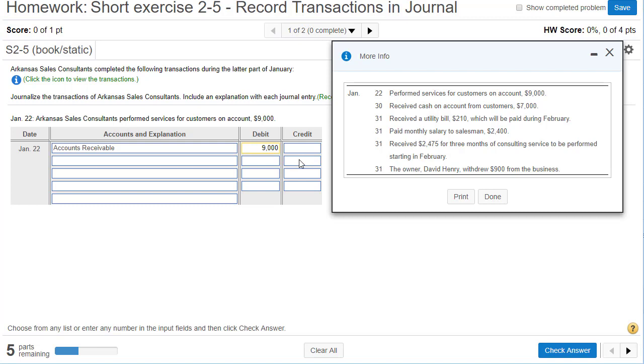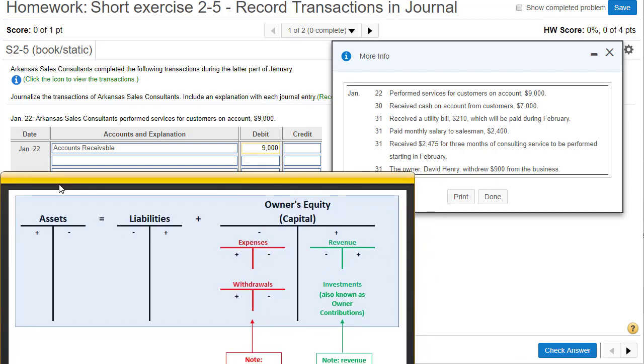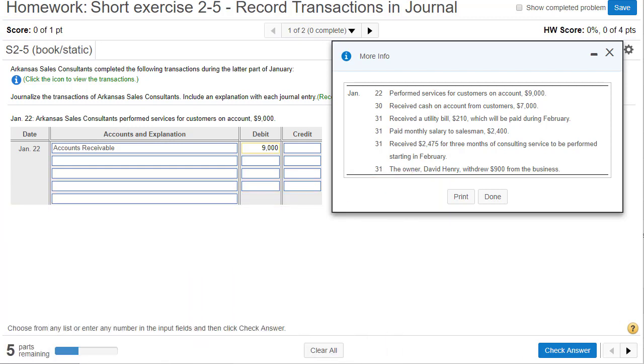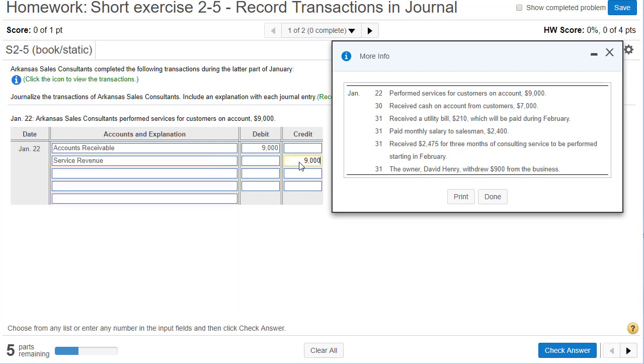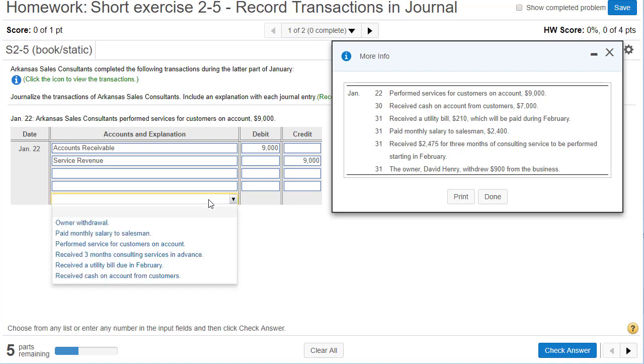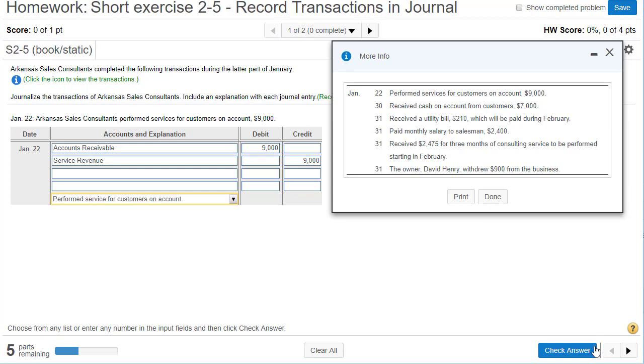And then we have to figure out, well, what's the credit account going to be? Why do we receive these accounts receivable? Because we made a sale. We performed services. So of these accounts, which one is the one where we're recording a sale? It's revenue. Revenue represents a sale of either a service, which is the case in this problem, or a product. So do we have more revenue when we make this sale or do we have less? We obviously have more. Therefore, that is why revenue is going to be a credit, because it increases on the credit side. So service revenue is increasing by $9,000. And then we need to choose an explanation. We perform services for customers on account.